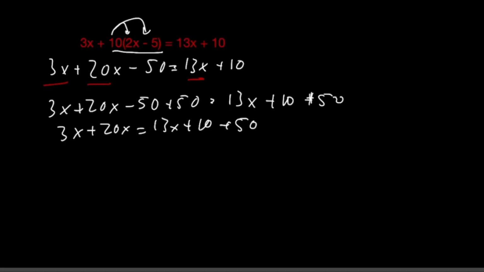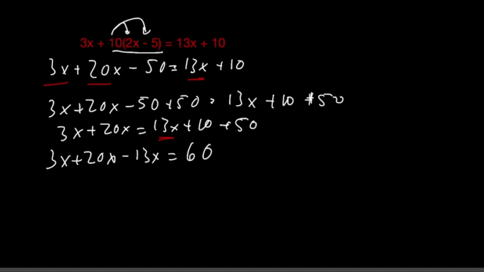So now I see that there's a 13x on the right side, and we have to move that over. Since it's a positive 13x, we're going to subtract 13x from each side, right? So we're going to get 3x plus 20x minus 13x equals 10 plus 50, which is 60.